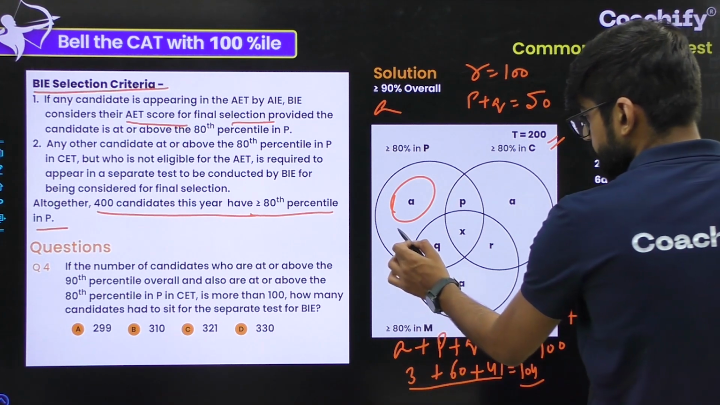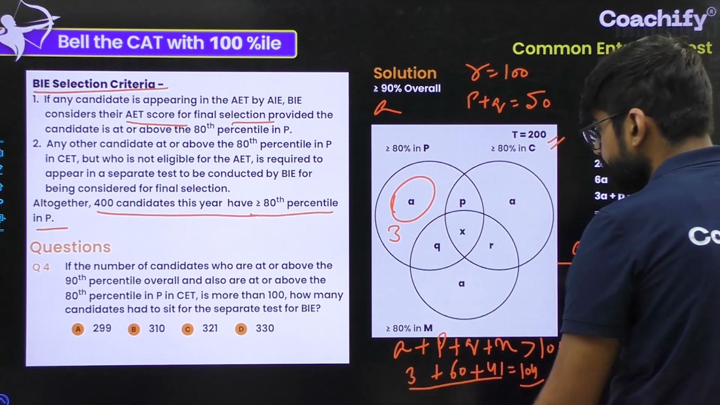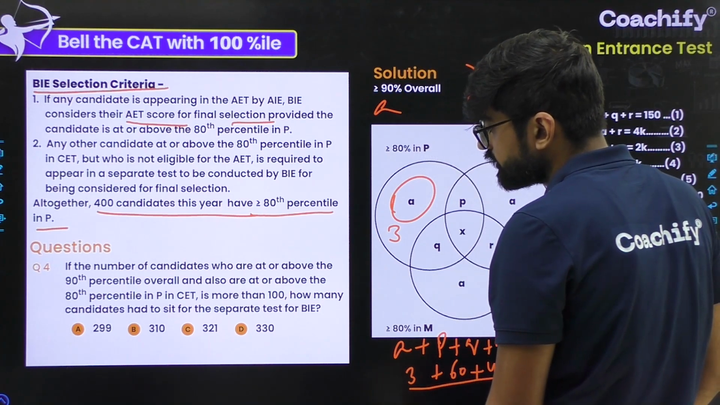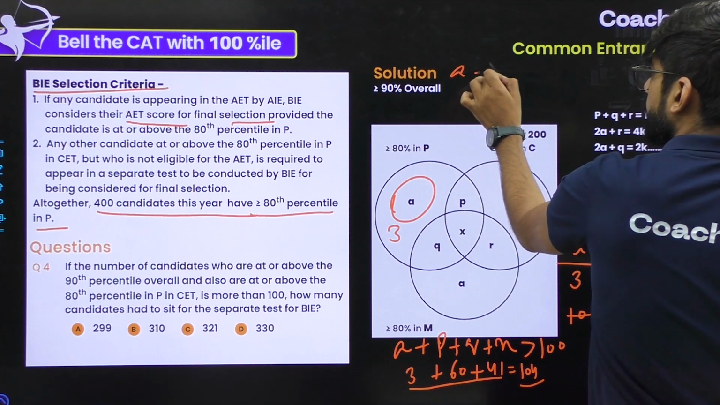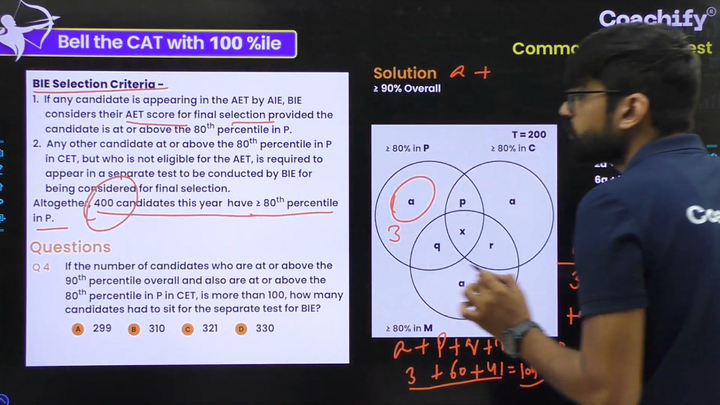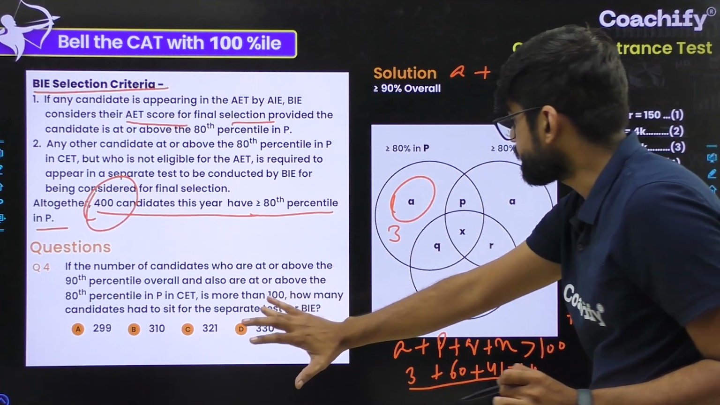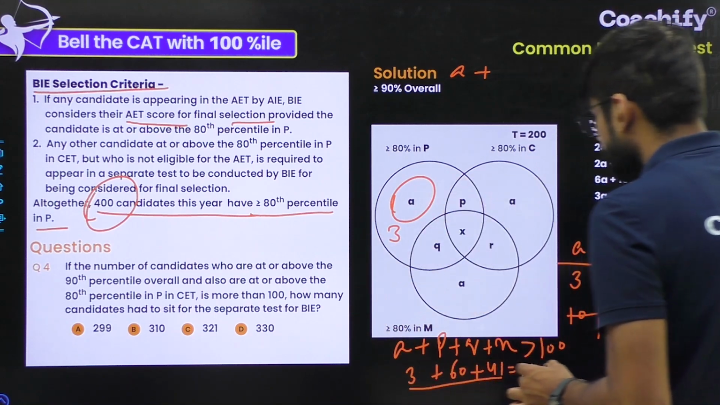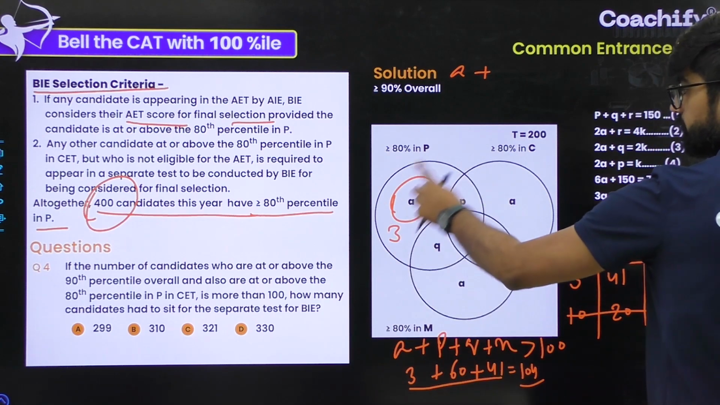So now I have all the values. My A is 3, and P plus Q plus X is also there. Now let's come to this question again. What do I have to find out? It says how many candidates had to sit for the separate test. So definitely these three are sitting for the separate test. These three, right? Apart from that, if I look here, there are 400 candidates in total who are scoring at least 80th percentile in P, right? So let's remove all these candidates. Firstly, P plus Q plus X. Let's remove that. So what is the value of P plus Q plus X? It is nothing but, and A also. Let's remove that, this complete scenario.